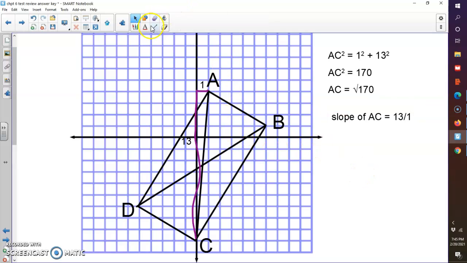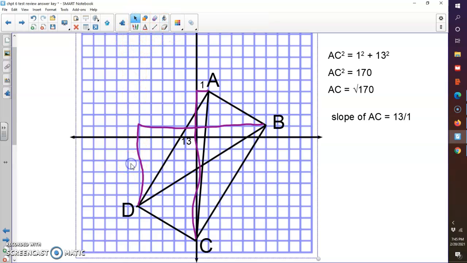Now we're going to do BD. And so the line for BD, we're going to go up 1, 2, 3, 4, 5, 6, 7. So we're going up 7 actually. Sorry, I missed one there. And we're going over 1, 2, 3, 4, 5, 6, 7, 8, 9, 10, 11. So we're going up 7 and we're going over 11.